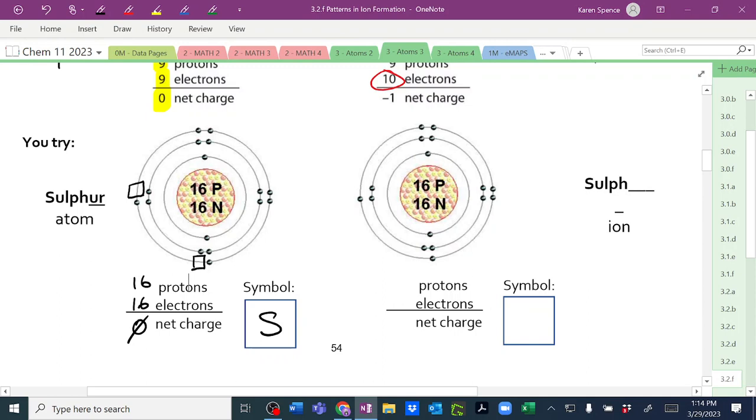So what's going to happen is that electrons are going to come in, okay, and we'll end up with one here and one here. So now we still have 16 protons, but now how many electrons? 18. And because we have gained 2 negative things, our charge is 2 negative. And so our symbol would be S2 minus.